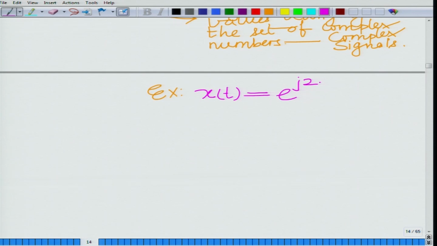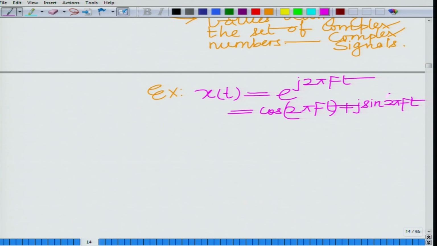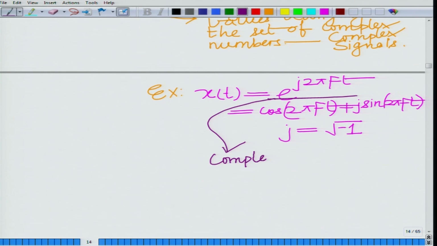e to the power of j 2 pi f t, which can also be written as cosine 2 pi f t plus j sine 2 pi f t, where j equals the imaginary number square root of minus 1. This is a complex number, correct? This is also termed as a complex sinusoid. Cosine 2 pi f t plus j sine 2 pi f t is also termed as a complex sinusoid.